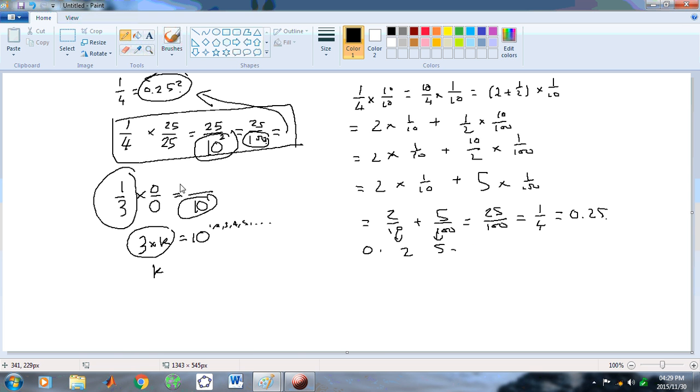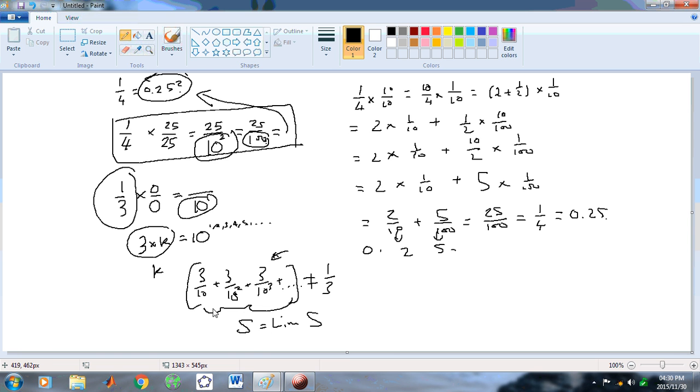Okay, so for example, if you try to do this with base 3, all you end up with is something like this, and that does not equal 1/3. Okay, the limit of this is equal to 1/3, but that's an entirely different thing, and it's not a good idea to define the limit of this sum as being equal to the actual sum, and that's what Euler did when he said S is equal to the limit of S, where this is S.